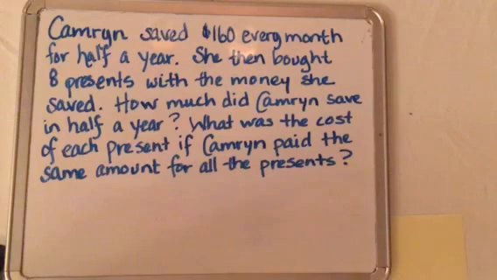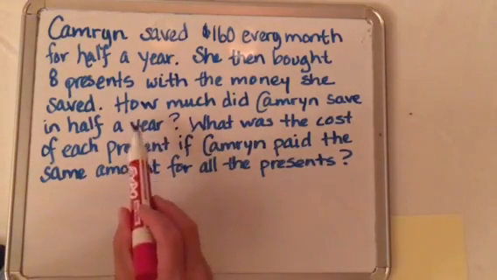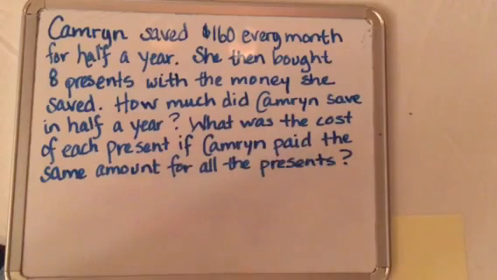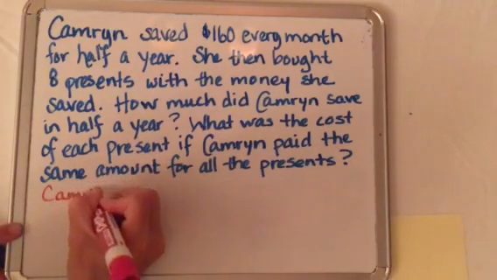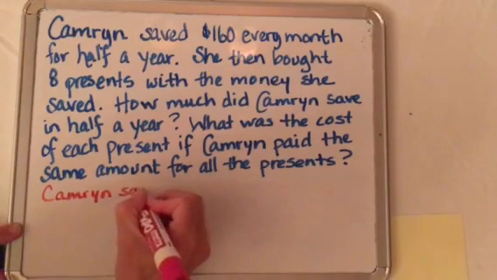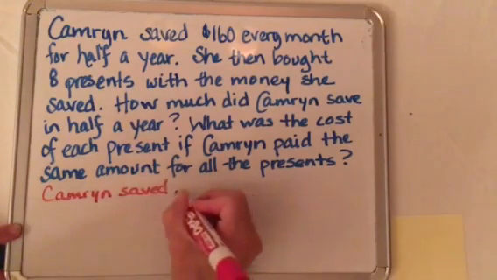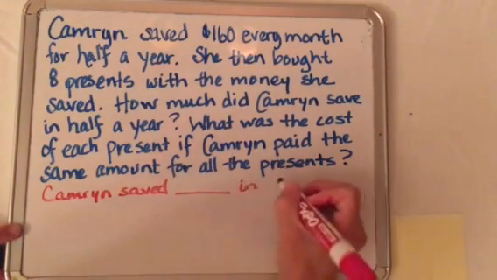So again, we're following the steps to successful problem solving. First, we read the problem, which we just did. Then we're going to find the questions and rewrite them in a sentence form, leaving a blank for the answer. So we have more than one question in this problem. We have, how much did Cameron save in half a year? So I'm going to write, Cameron saved blank in half a year.